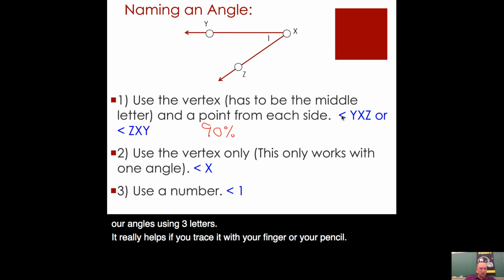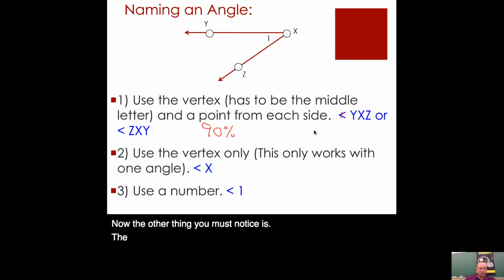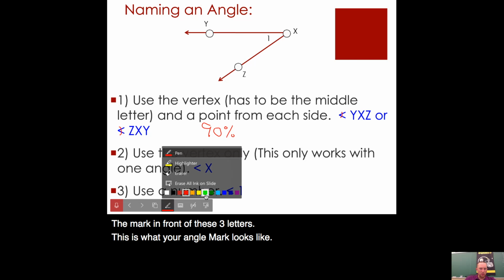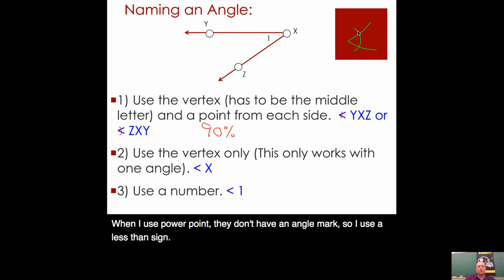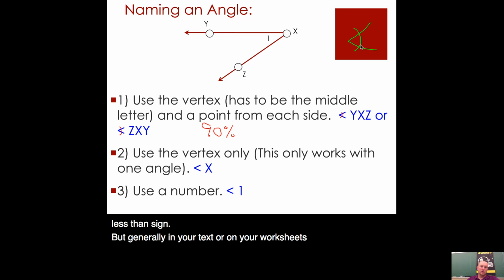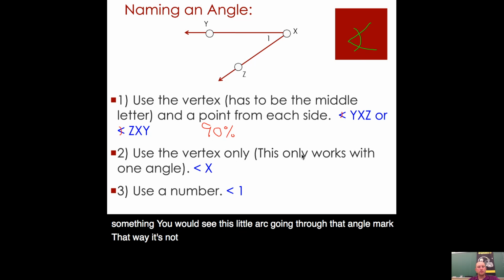Now, the other thing you must notice is the mark in front of these 3 letters. This is what your angle mark looks like. When I use PowerPoint, they don't have an angle mark, so I use a less than sign. But generally in your text or in your worksheets or on a quiz or something, you would see this little arc going through that angle mark. That way you know it's not a less than sign.